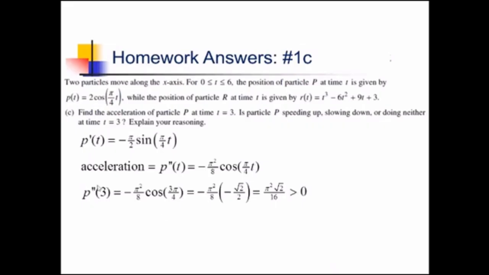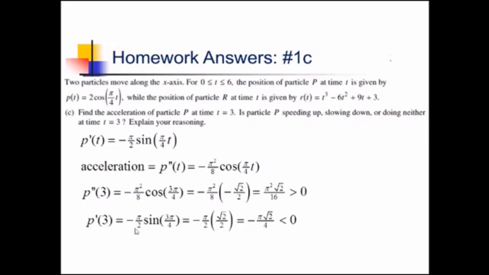All right, so let's find p prime of 3 now. Let's go back and do that. They didn't say we had to do it, but we do have to do it if we want to answer this question. So that's going to be negative pi over 2 sine of 3 pi over 4. And again, this is 135 degrees. Sine of that is going to be positive root 2 over 2, because we're above the x-axis there. So this then comes out to negative pi radical 2 over 4. Again, though, the most significant part of this is that this is a negative number.